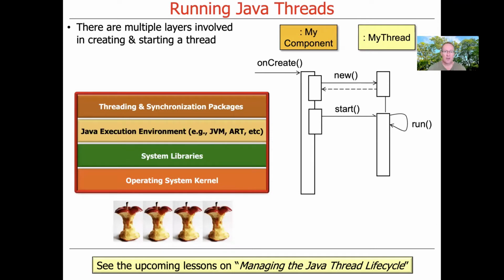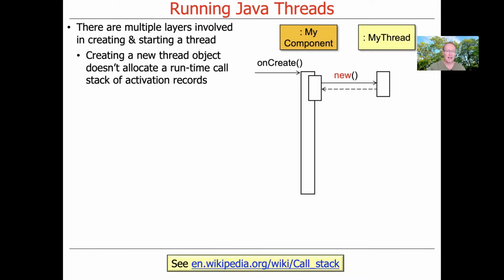When you start a thread, there are several layers involved, and probably dozens of function calls involved in starting a thread. The different layers are the operating system kernel, the system libraries like libc, for example, the Java execution environment like the Java virtual machine or the Android runtime, as well as the class libraries that are defined as part of Java. So there are at least 4 layers, if not more. And of course, there's some hardware down at the bowels of all this stuff to do the actual computation.